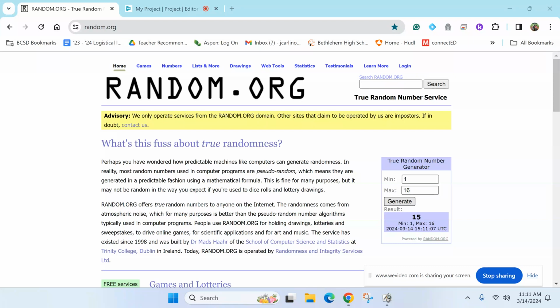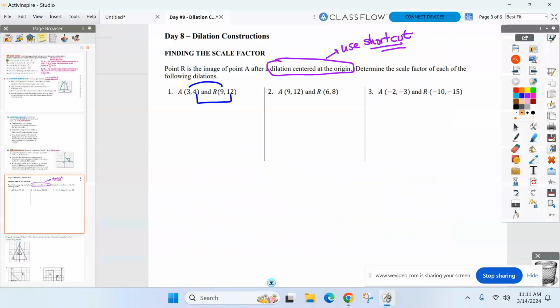All right, Gabby, what's my scale factor? 3. Yep. And I'm going to start using the notation your textbook used last night on the assignment. K equals 3. All right, well, that's pretty obvious. I know everybody here can find that the scale factor is 3.